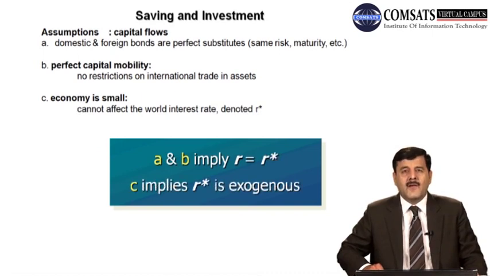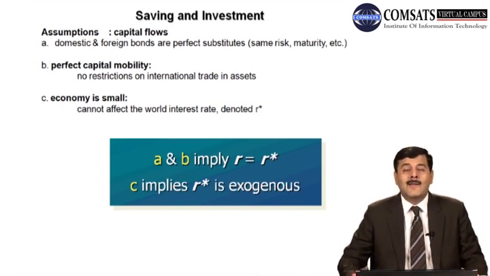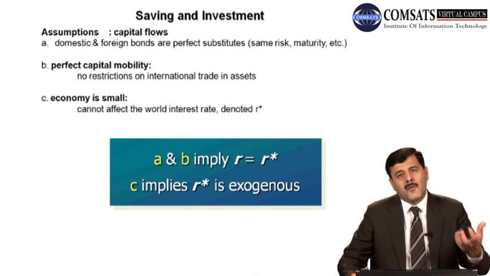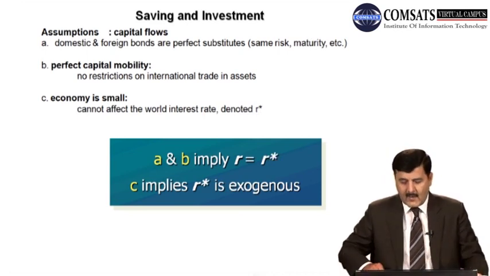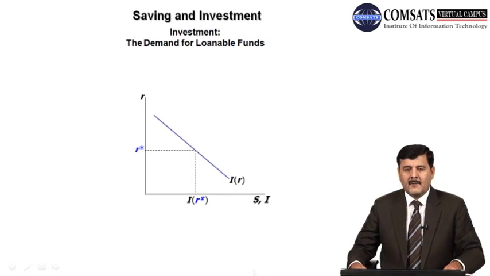So assumption C implies that R is given, R is exogenous, right? We said the economy is small, and when the economy is small, the world interest rate is also given. So far we have talked about the supply side of the loanable funds market, and as I told you, we have a given level of saving in the economy, because output is given and consumption is given, so we have a vertical supply curve of the loanable funds market.